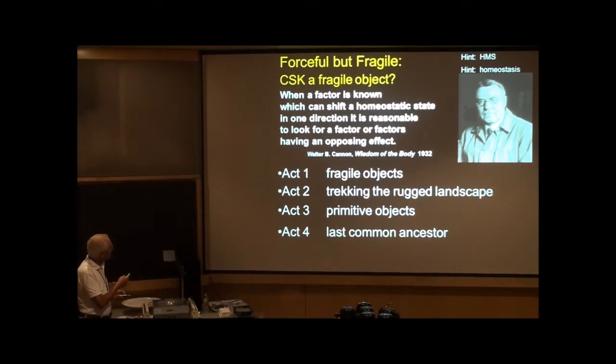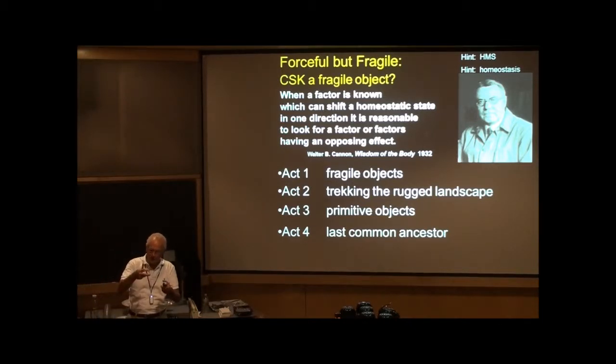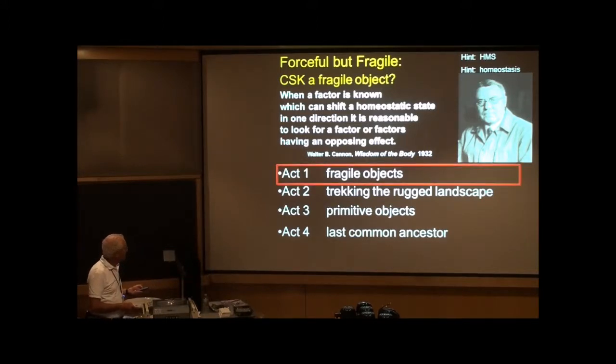He said, when a factor is known which can shift a homeostatic state in one direction, it's reasonable to look for factor or factors having an opposing effect. So the whole idea is that in biology, things are regulated. There are positive and negative things that somehow lead to a balance and stasis, homeostasis. Okay, so I'm going to use that idea to talk about the fragile objects.